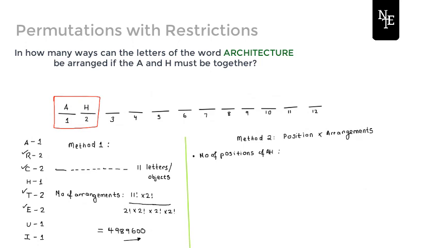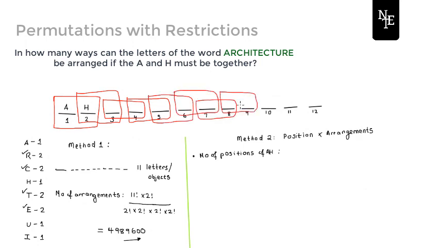I can see that I can also group them together over here, or I can group them together over there, and so on. When you do that, you'll see that the number of positions that this group AH can take is a total of 11 positions.